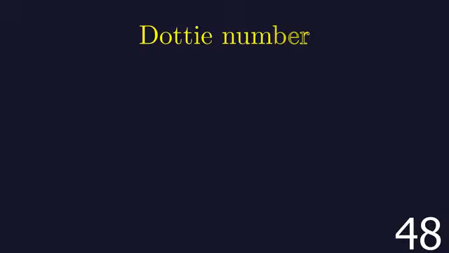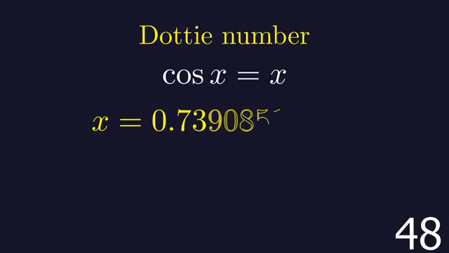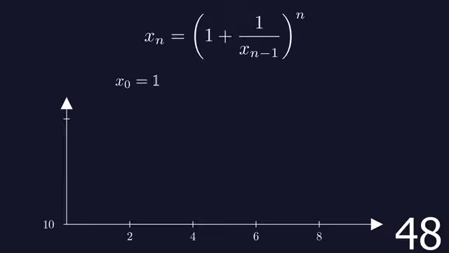The Dottie number is the solution to this equation. Its value is approximately 0.73. Let's define a sequence where each element is equal to 1 plus 1 over the previous element raised to the power of its position in the sequence. For example, if we start with 1, the next element is 2 to the power of 1. The next element is 1.5 to the power of 2, and so on.